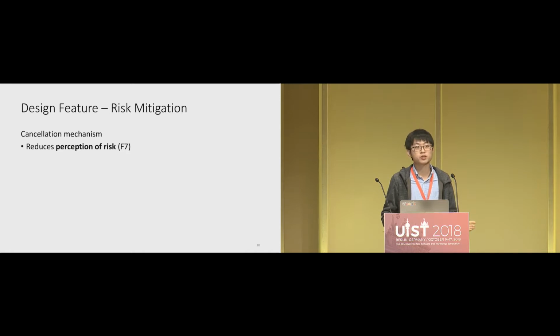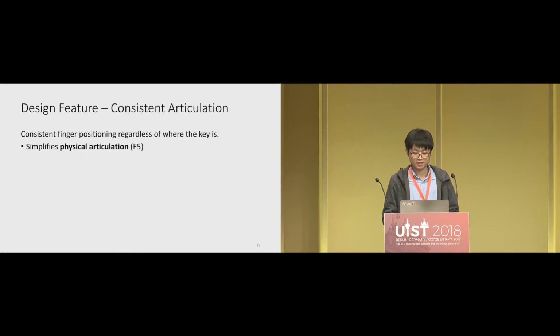Risk mitigation. The cancellation gesture may reduce users' perception of risk because now they get a chance to cancel. Consistent articulation. You know how regular shortcuts require reaching fingers to modifier keys at different distances depending on where the action keys are. FingerArc and FingerChord have consistent finger positioning regardless of where the action keys are. So if you press A, press P, the way you modify this key press is the same. This will simplify the physical articulation.